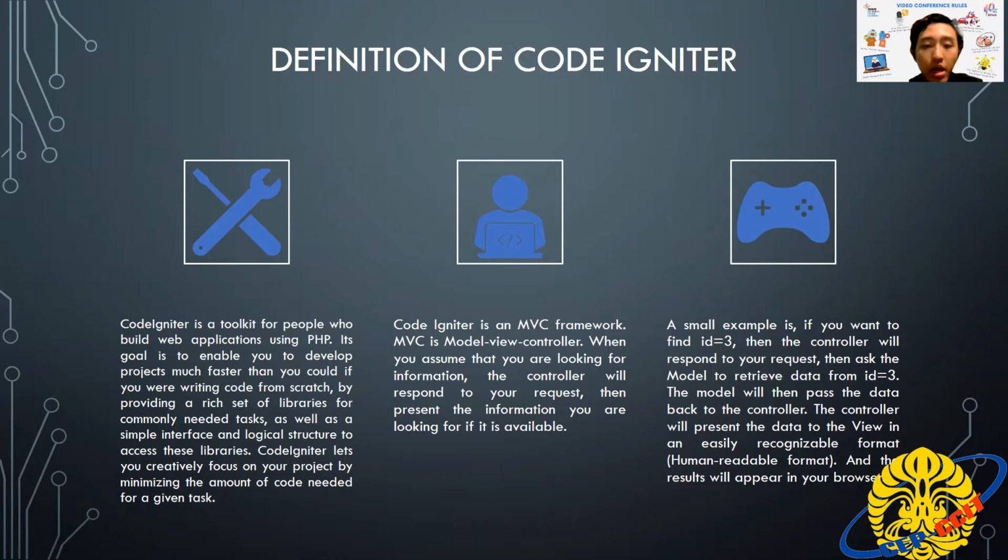So how does CodeIgniter work? CodeIgniter is an MVC framework. MVC stands for Model View Controller. When you are looking for information, the controller will respond to your request, then present the information you are looking for if it is available. For example, if you want to find ID 3, the controller will respond to your request, then ask the model to retrieve data from ID 3. The model will then pass the data back to the controller. The controller will present the data to the view in an easily recognizable format, and the result will appear in your browser.